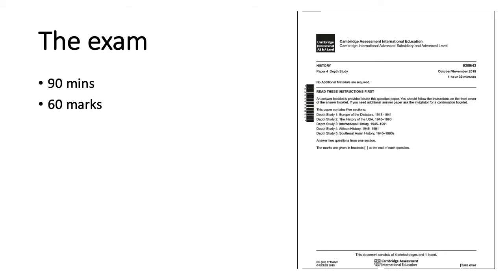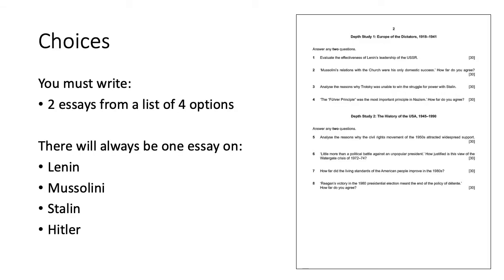taking this very seriously. You will have a choice. You must write two essays from a list of 4 options. So there'll always be one essay on each of your dictators for the dictators option, obviously, and you've got to write 2 essays. The difficult thing is to write 2 equally good essays or 2 very good essays. Almost always, candidates in this exam do significantly better on one essay or the other. And the people who get A stars are the ones doing consistently well.